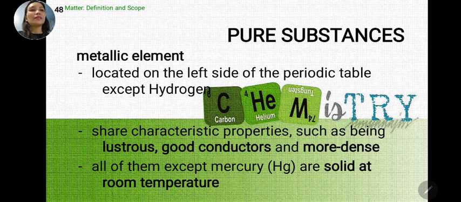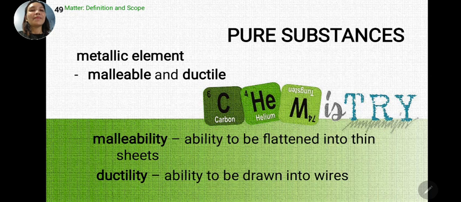Siya lang naiiba. Next, they are malleable and ductile. Yung malleability is the ability to be flattened into sheets like iron. Yan yung mga properties ng metals. Ductility is the ability to be drawn into wires. Kaya nga yung mga wires natin are metallic at nagagawa siyang maliliit na wires because of the property of ductility.